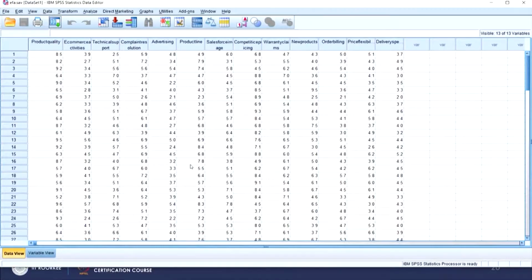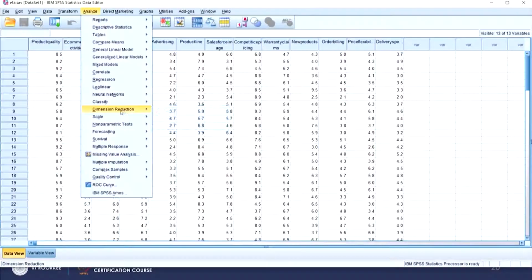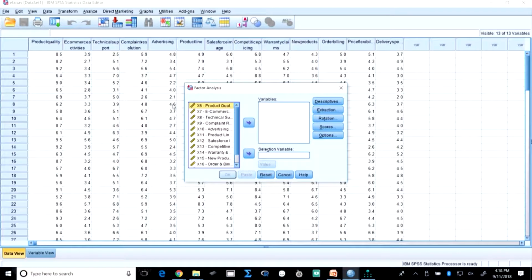What does it mean? As I said in the last lecture, your variance explained should be at least 60%, right. So, let me show you on the data set. It is better if I show you, because then you will realize it better. Okay, so this was the data set. If you remember, we had several variables: product quality, e-commerce activities, technical support. These are different variables a company is interested in, to see how they influence the customers. So, we went for a dimension reduction or factor analysis, and this is the exploratory factor analysis, and we took all the variables, okay.